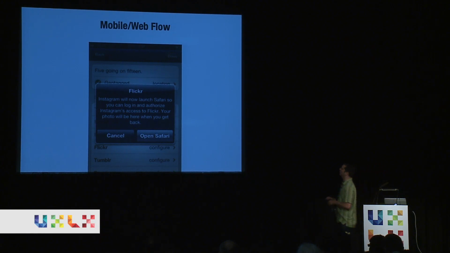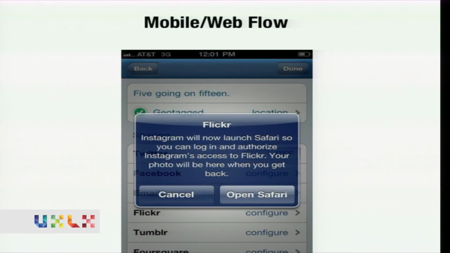Here's a mobile flow. This is in Instagram. You can send pictures that you take in Instagram to your Flickr account. And this was really timely copy that says, "It will now launch Safari so you can log in and authorize Instagram." But the question that I had, which it answered, was, "Your photo will be here when you get back." So I can still post to Instagram and still continue on doing the task that I was doing. So that little reassurance was really nice.